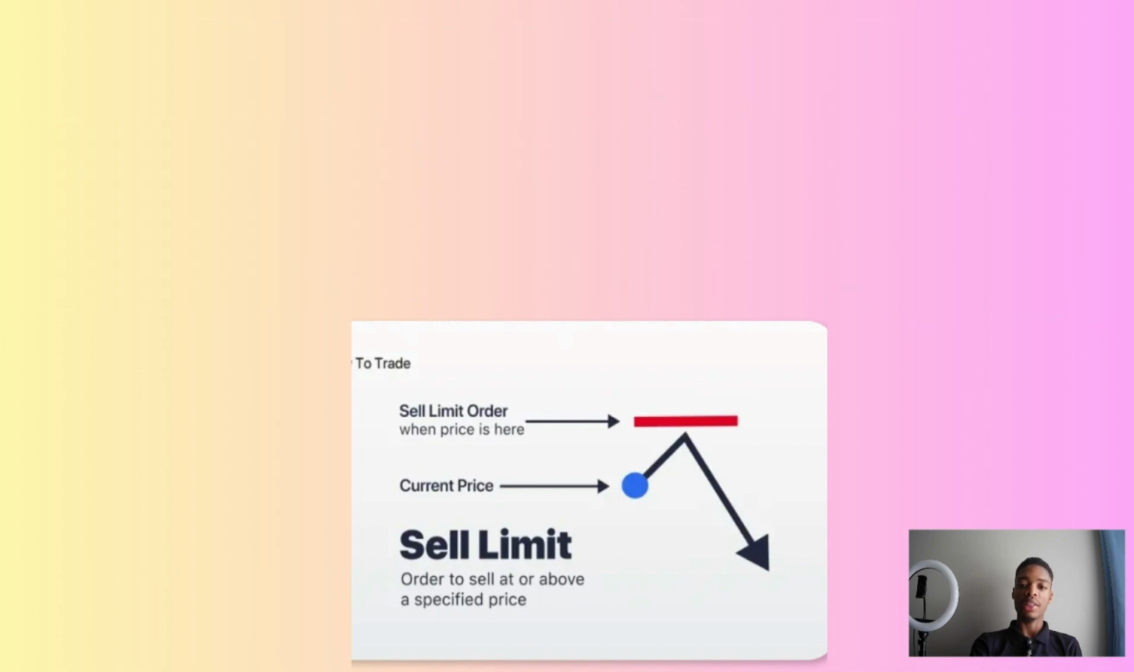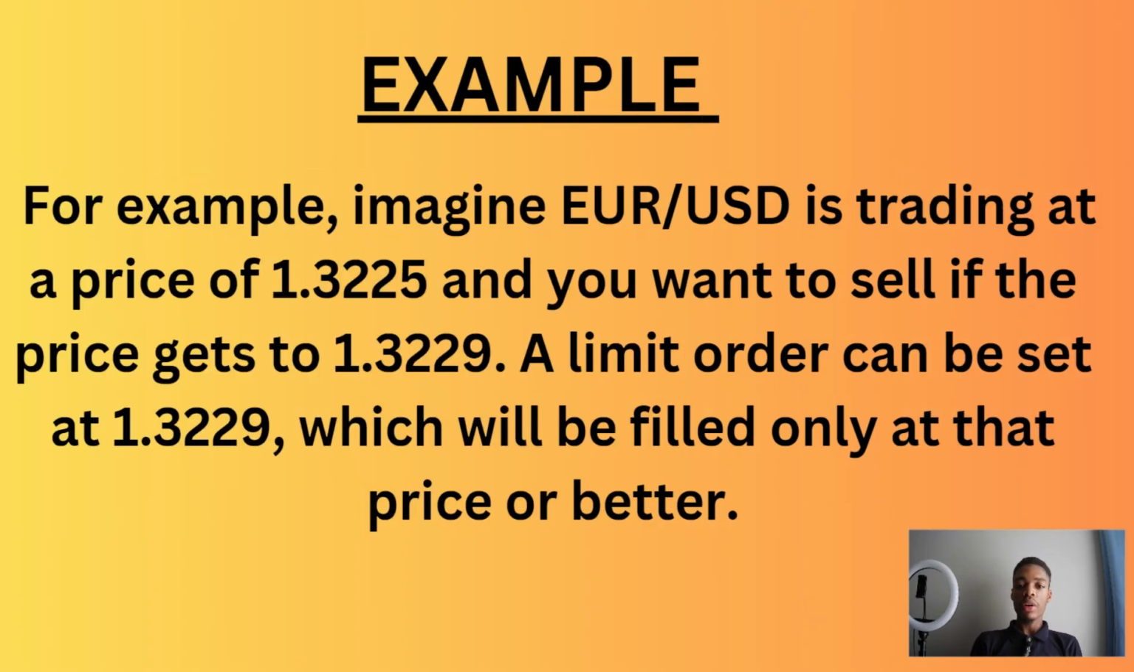And we're going to touch on an example right here. So for example, imagine Euro USD is trading at a price of 1.3225 and you want to sell if the price gets to 1.3229. A limit order can be set at 1.3229, which will be filled only at that price or better. Essentially, the market is trending down, but I'm anticipating that it's going to pull back up further before it drops. So what I do is set a sell limit at the 1.3229 level. Once price hits that level, I will automatically enter a sell trade to the downside.